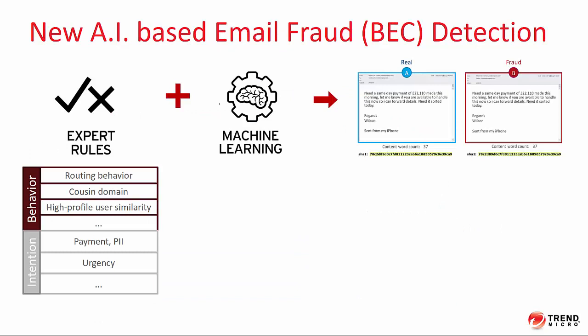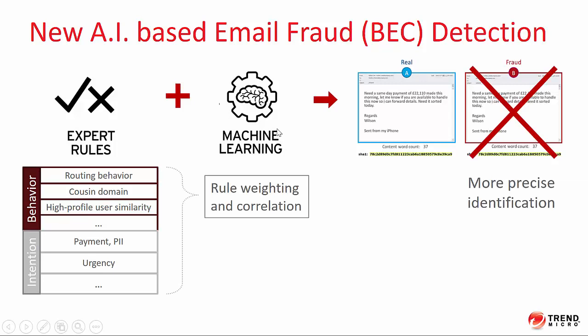Trend Micro's new anti-BEC technology uses two types of artificial intelligence technologies to catch email fraud. The first one is expert rules, looking at each email's behavior as well as intention. The second one uses machine learning for rule weighting and correlation. As a result, it can identify BEC emails more precisely.